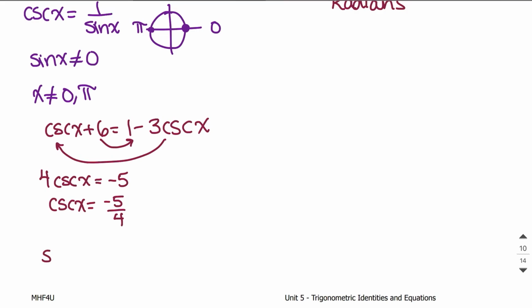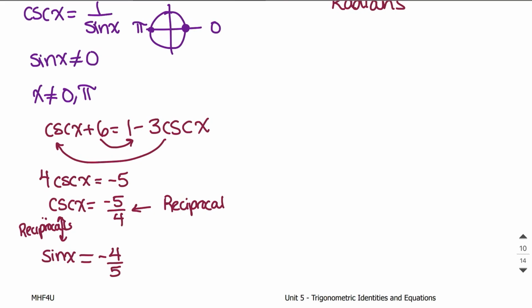But here's the thing, I don't really love solving equations with cosecant in it, so instead I'm going to solve for sine. And remember, sine and cosecant are reciprocals, which means that I'm going to take the reciprocal of this number right here for sine of x. So here I'm going to say sine of x is equal to negative 4 over 5.